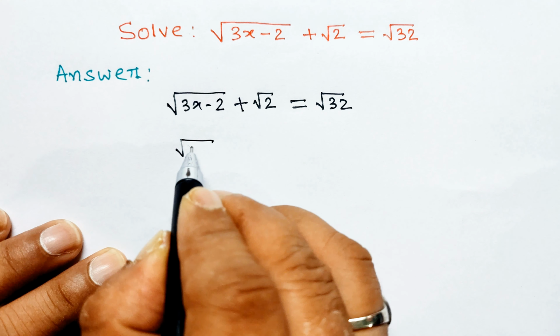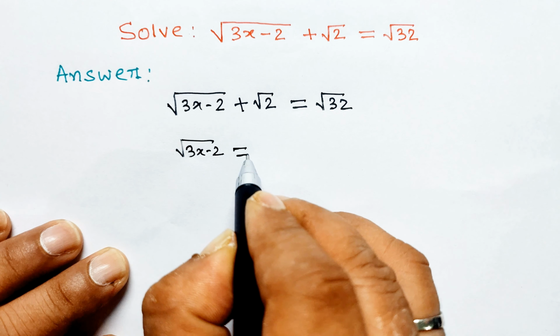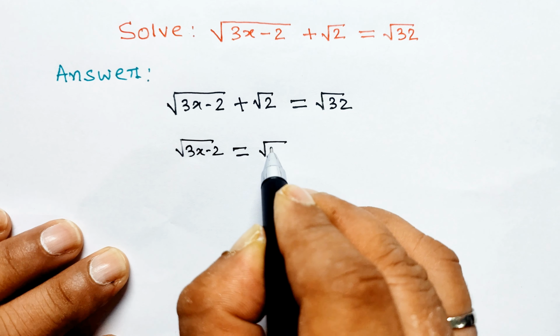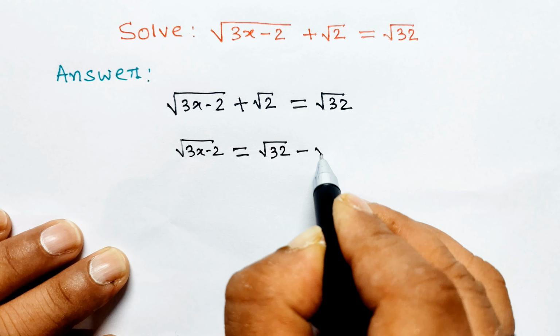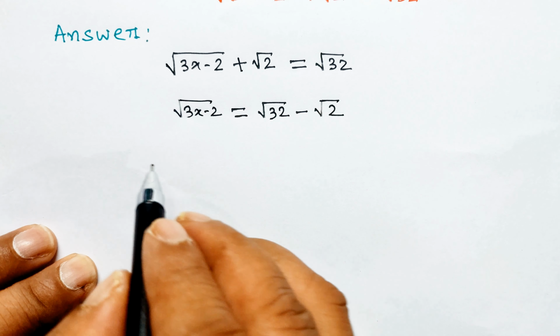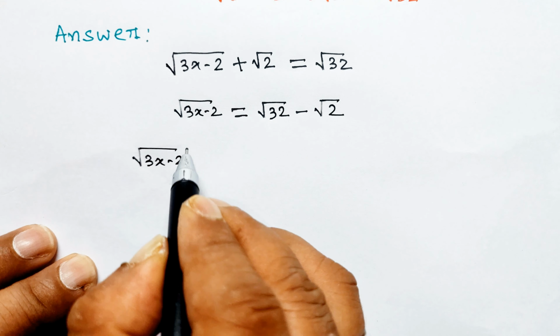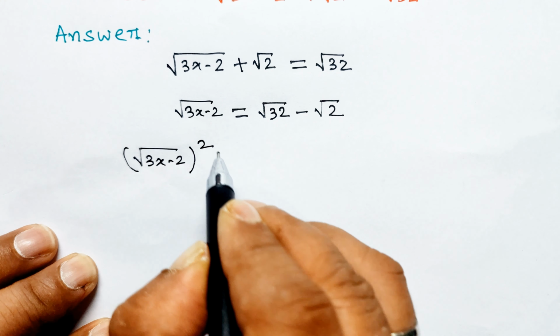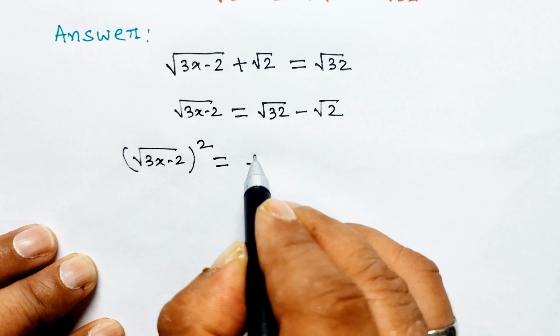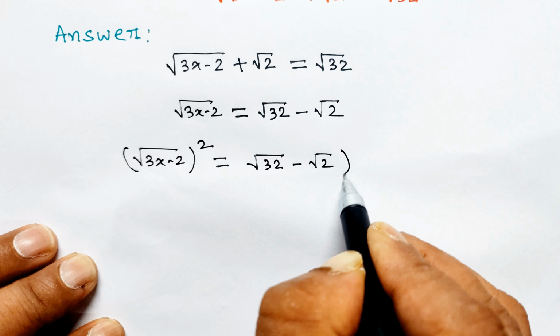Square root of 3x minus 2 equal square root of 32 minus square root of 2. Squaring on both sides, then we get square root of 3x minus 2 whole square equal square root of 32 minus square root of 2 whole square.